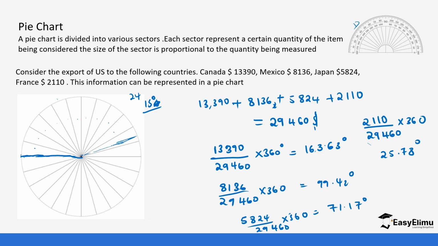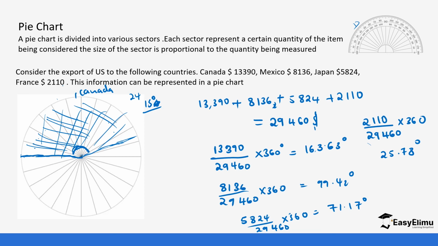So this is just approximately the way it's supposed to look. We are going to shade all this. This is going to represent Canada. You can use different shading to represent different countries. And then the next one is Mexico.